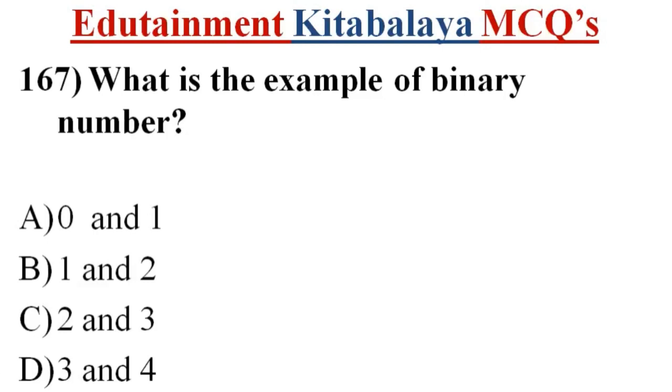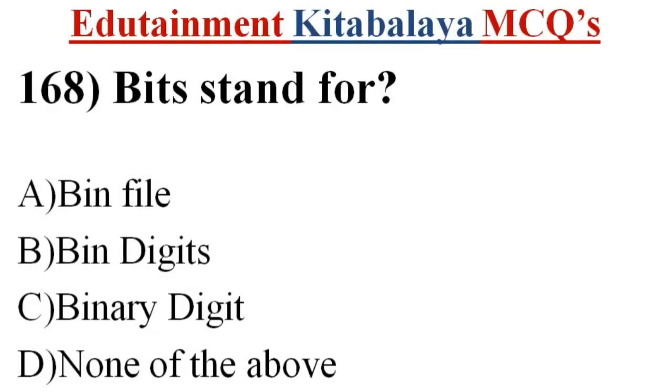Question number 167. What is the example of binary number? A. 0 and 1. B. 1 and 2. C. 2 and 3. D. 3 and 4. Correct answer is A. 0 and 1.